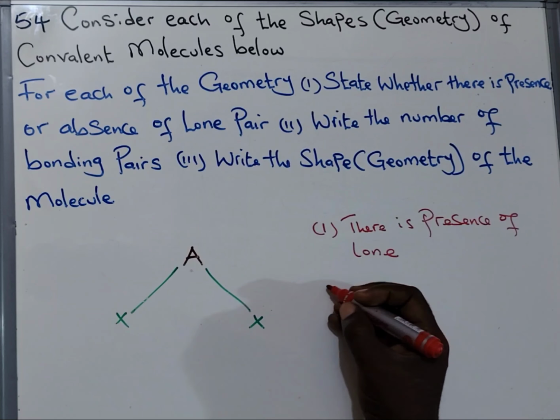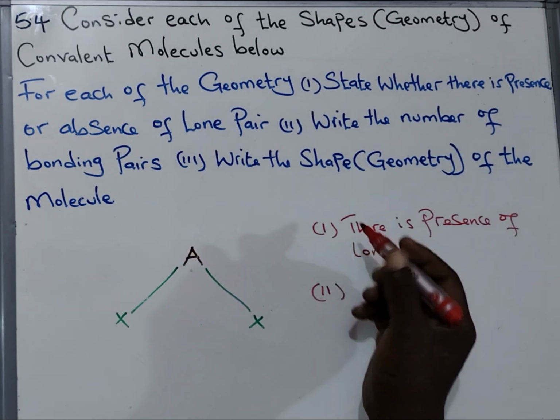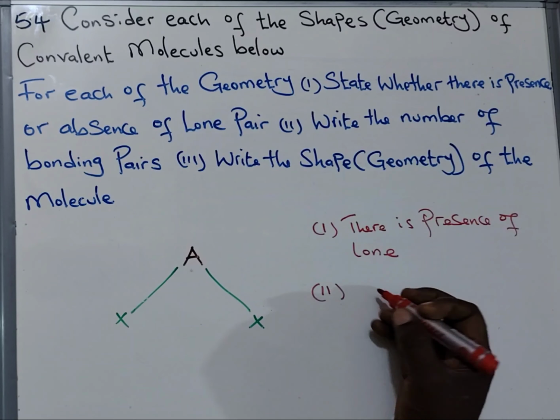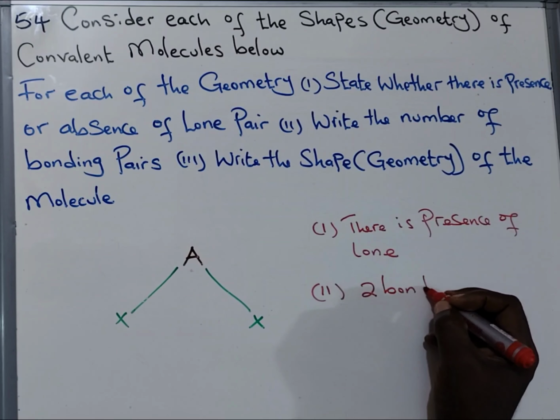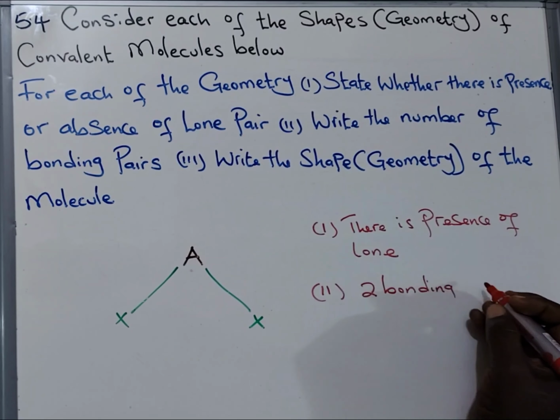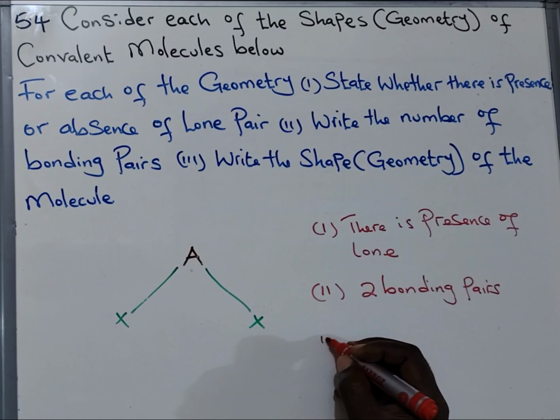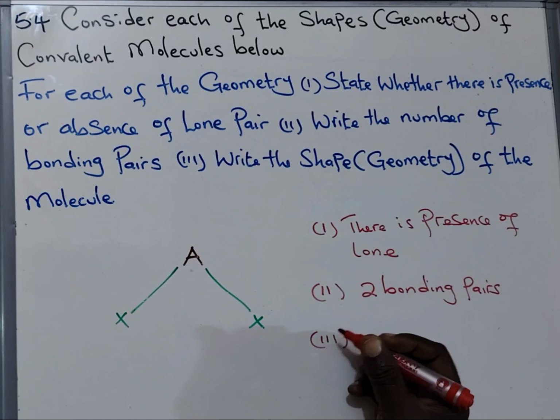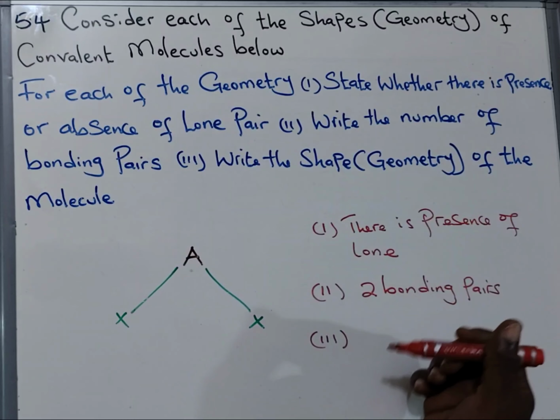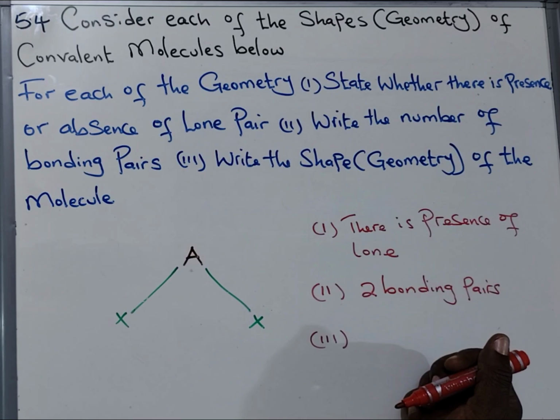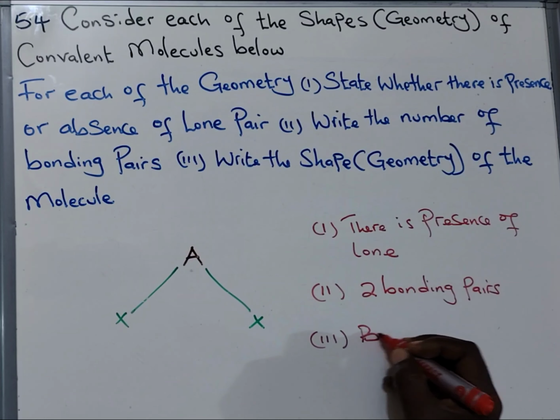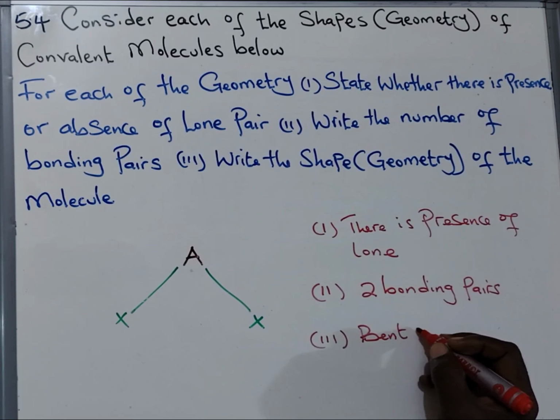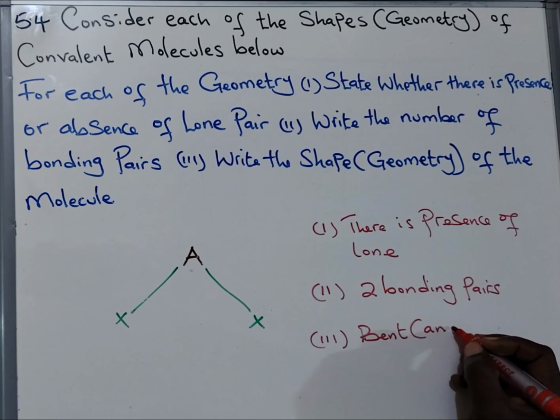So let's go to the next one. What does it say? Write the number of bonding pairs. So we have 2 bonding pairs. Then we come to 3. It says write the shape or geometry of the molecule. What shape is this one? It is bent or angular.